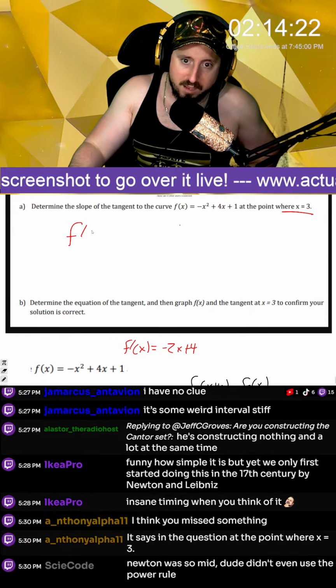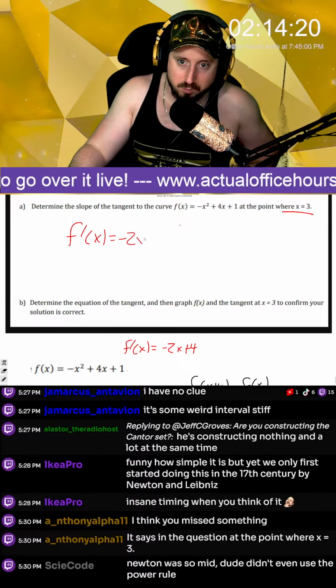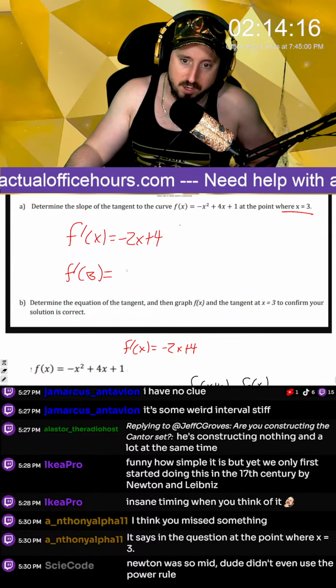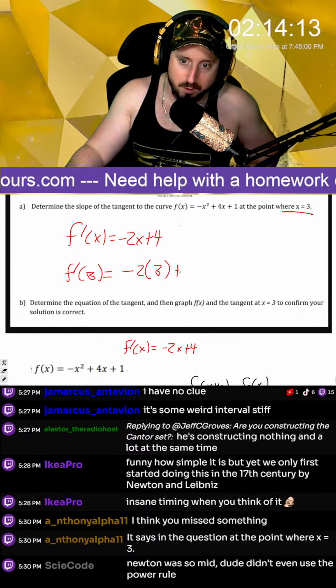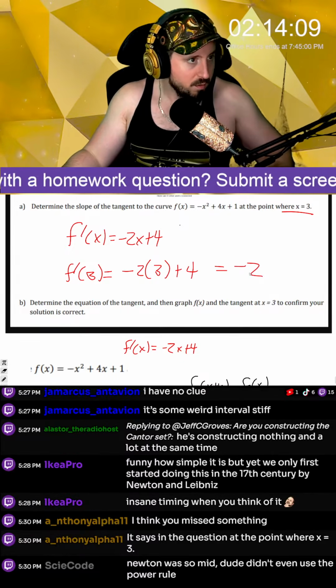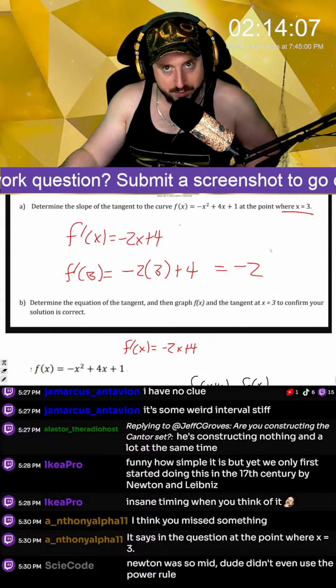So f prime of x is equal to negative 2x plus 4. Then f prime of 3 is going to be equal to negative 2 times 3 plus 4. That's going to be equal to negative 6 plus 4, which is equal to negative 2. And you're done with that part.